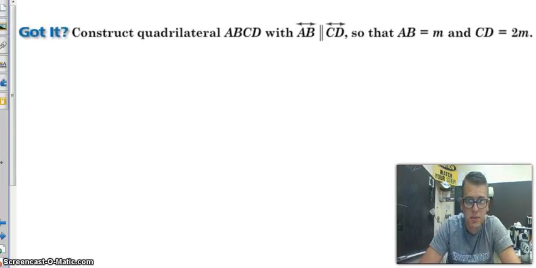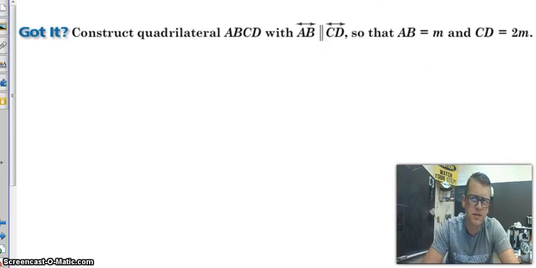So the got it problem here asks us to construct a quadrilateral ABCD where AB is congruent to CD, but AB is M and CD is 2M. And notice they don't give us anything. So you're all going to have different answers for this because you're going to determine how long M is, and then based on how long M is, that will determine obviously what 2M is.